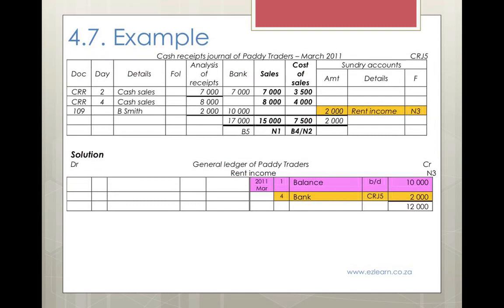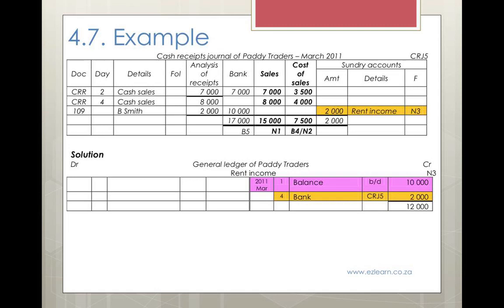Make sure that you do all your posting very methodically, in other words, one by one, so that you don't leave something out. The amount for 2,000 Rand here, it's indicated that it needs to go to rent income, and so you would show it in that account. You will enter it on the credit side as it's an income account which increases equity. The day will be the 4th because you enter a sundry amount on the day that it happened.